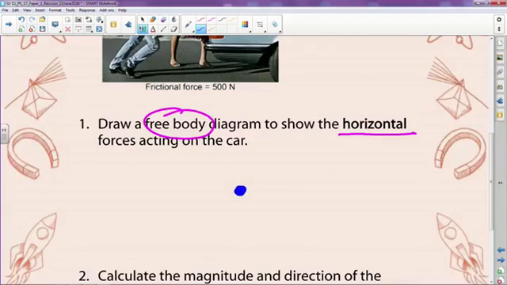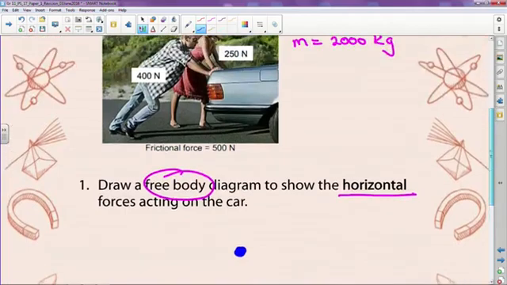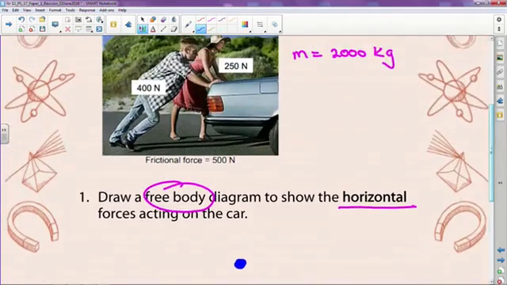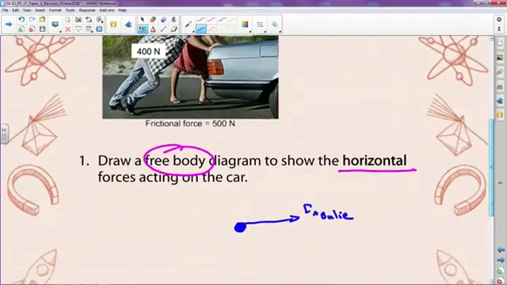Then, only the horizontal forces. Does that include gravity? No. Only the forces that are going left to right. The first one that we've got, if we have a look here, is a 250 going to the right, and that is force applied. And I'm just going to say here, bully. Now that's really terrible writing.